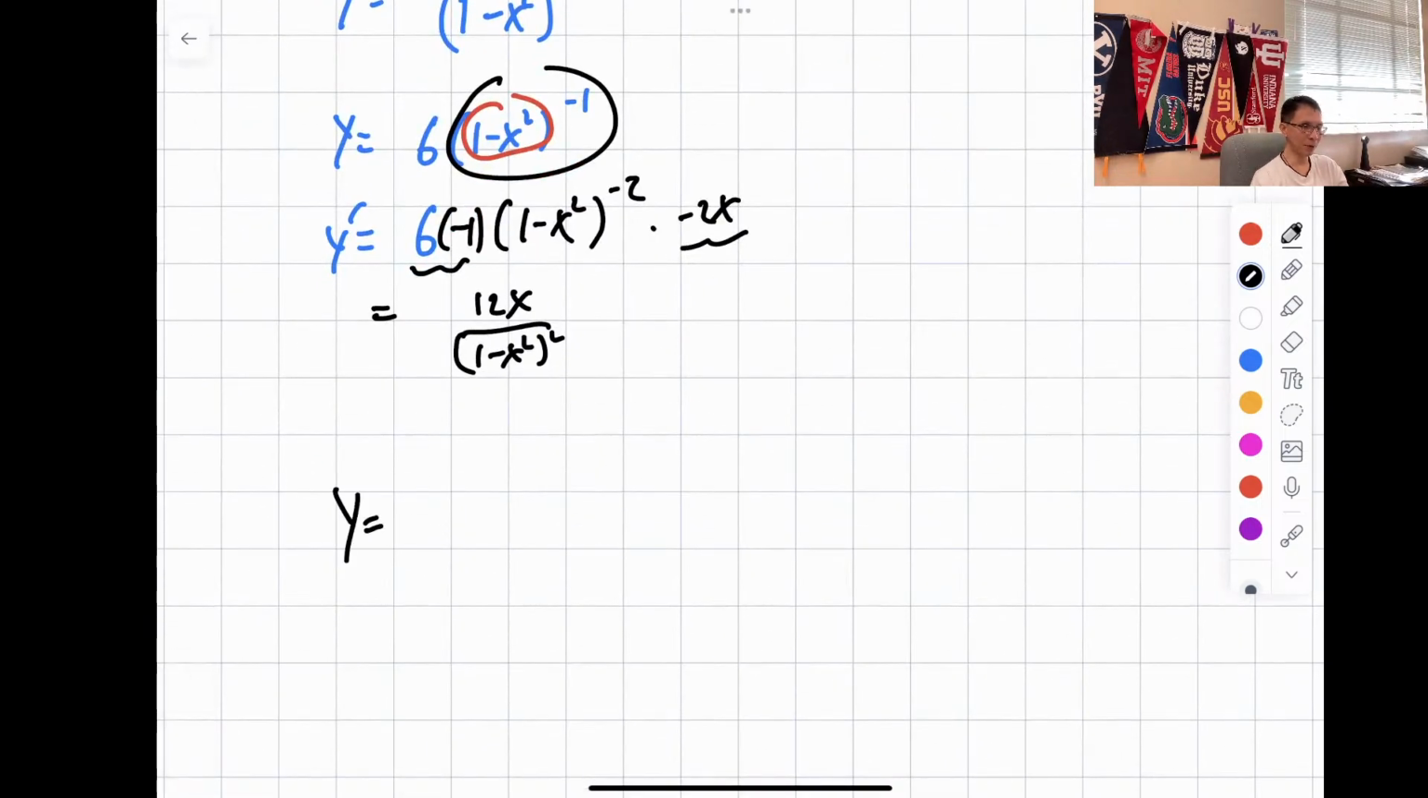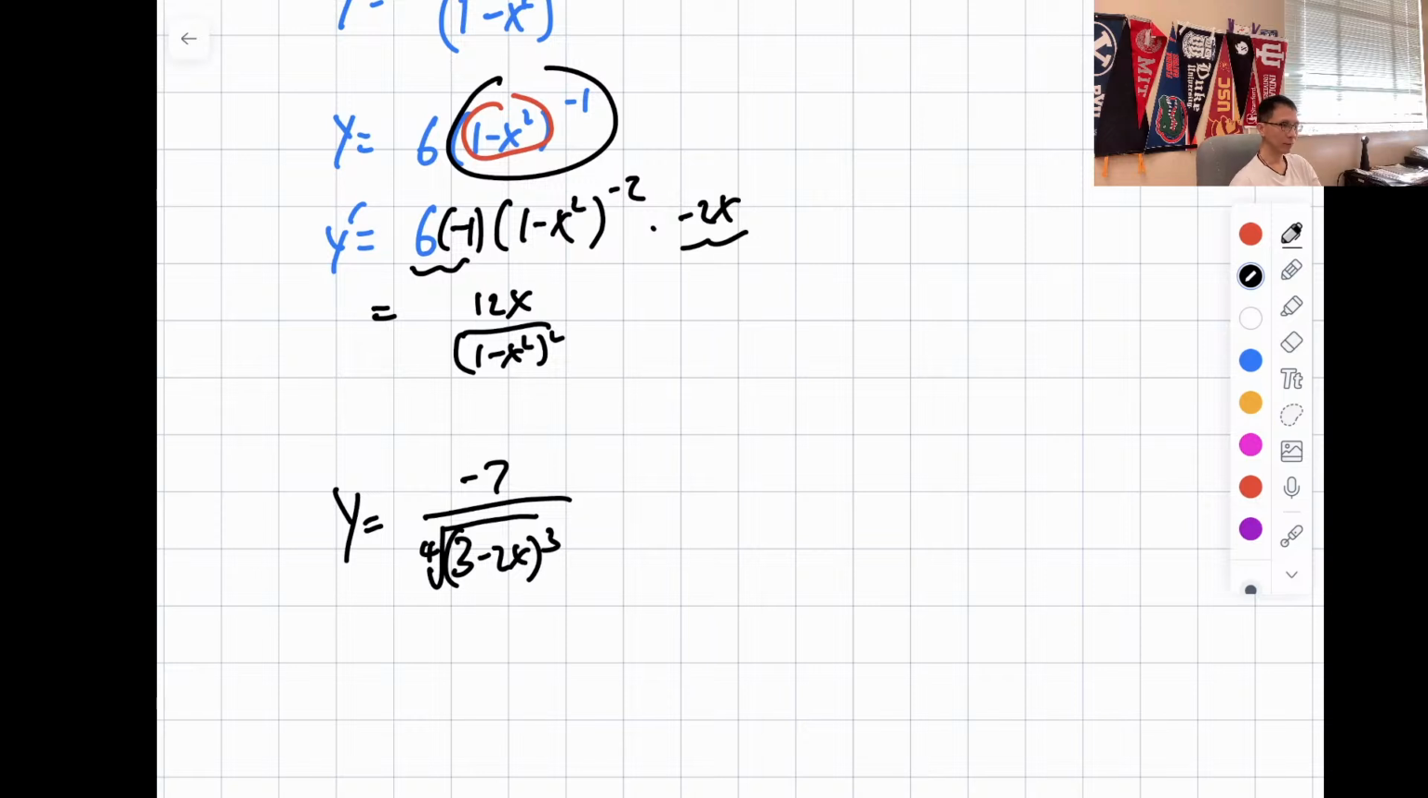Now I'm going to ask you to try one. Hold on a second. 3 minus 2x to the 4, 3 like this. I want you to take a derivative of this. Now, if you realize I have a constant on the top, even though on the bottom it's not polynomial, it's still similar.